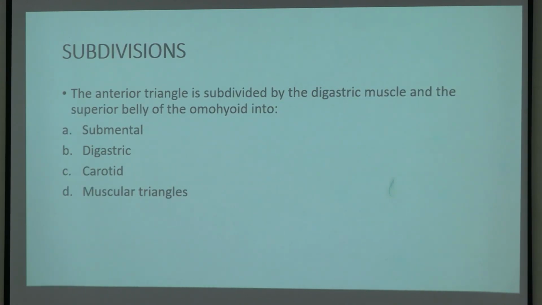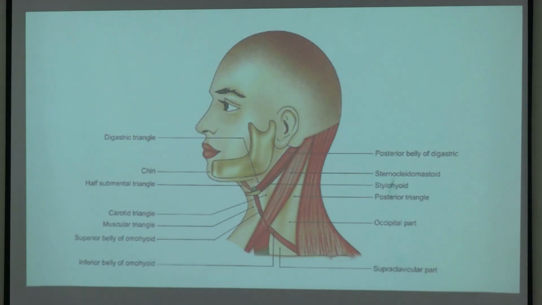Then we have subdivision. The anterior triangle is subdivided by the digastric muscle and the superior belly of the omohyoid muscle. Those are submental, digastric, carotid and muscular triangles. Okay, you can see here the picture. This is the digastric region that forms the digastric triangle, and here we have submental triangle. This whole triangle is your carotid one, and the last one here we can see the muscular triangle.